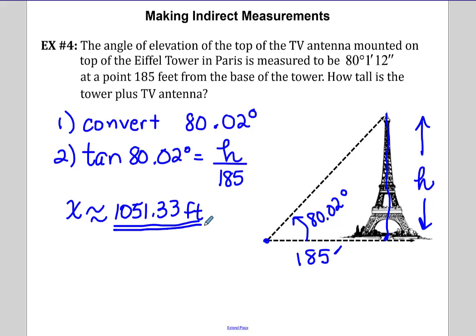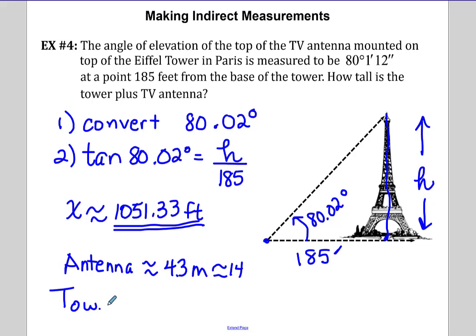And I believe last year one of my students did a Google search and found out that the antenna was about 4.3 meters tall, which is roughly 14 feet, which makes the tower 1,037 feet tall, plus the antenna for the 1,051 feet. And you could research that on your own and find out the truth of that fact.